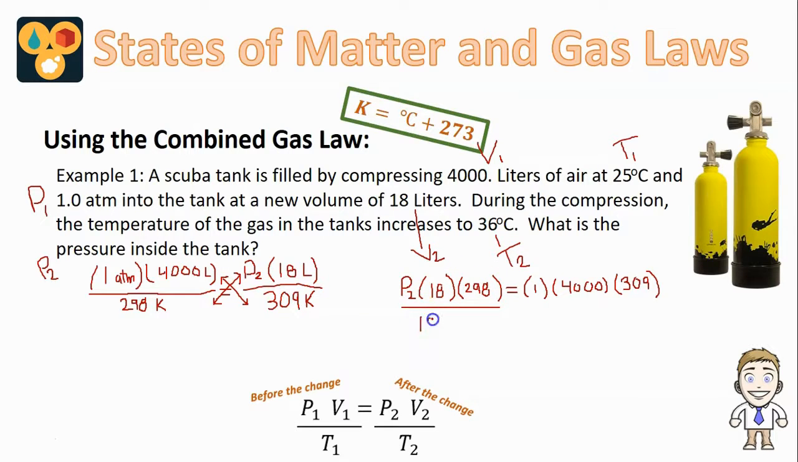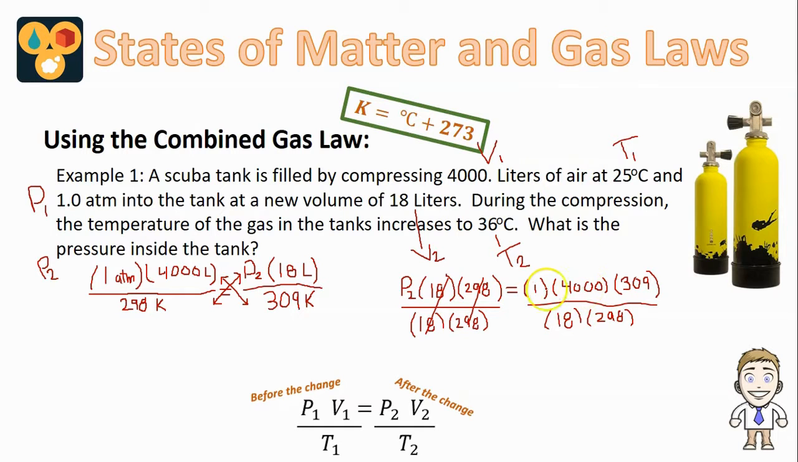I want to get P2 all by itself on one side of this equation. And I can cancel out the 18 and the 298 sort of all at once by dividing by both of those numbers. On this side, that'll cancel out the 18, that'll cancel out the 298, and then just as we always do with any algebra problem, you have to do that same thing to both sides of the equation. So we're also going to divide by 18 and divide by 298 on the other side as well.